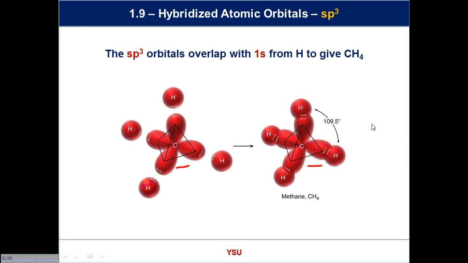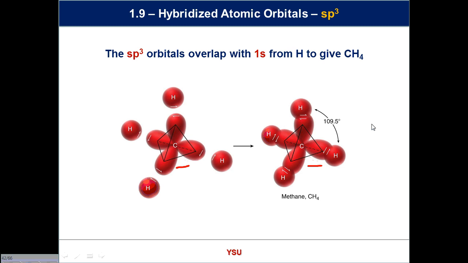It is a tetrahedron. And if you buy the models or you come to my office, introduce yourselves, and I have a model kit right there, I can show you exactly why this is the case. You try and bend some of these bonds so they're closer to each other, doesn't work. You try and bend some of these bonds so they're further away from each other, other bonds get closer. This is the best average.